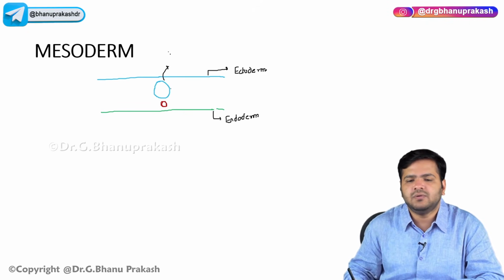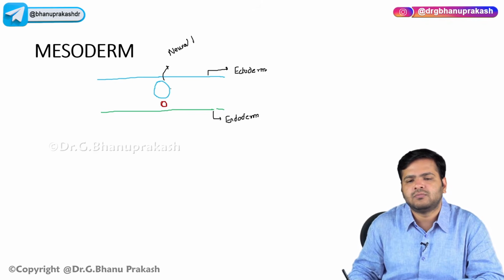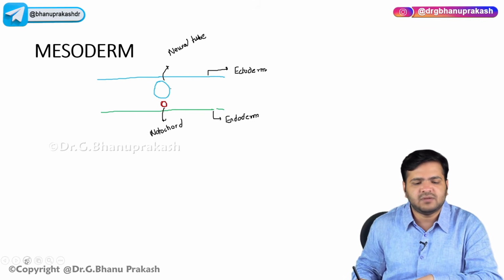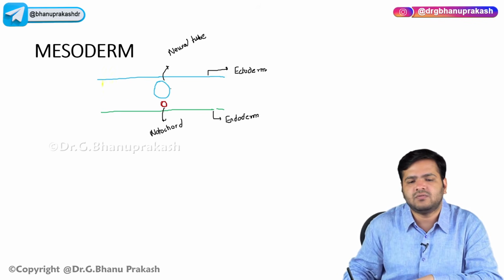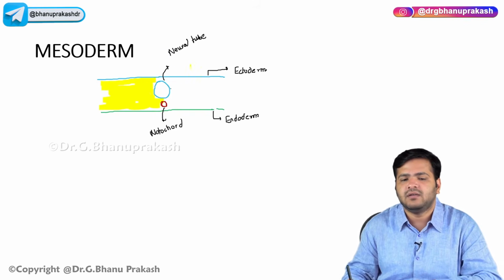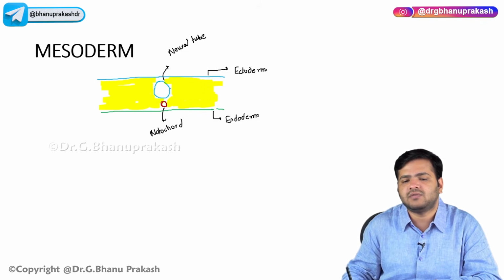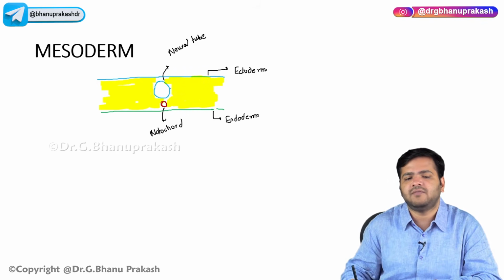This is the neural tube, and this is the notochord. And what is present in between? It is the mesoderm. Now where the neural tube is present, you already know it is the midline only, right? It is the midline. So the mesoderm will also differentiate into 3 types that we will learn.